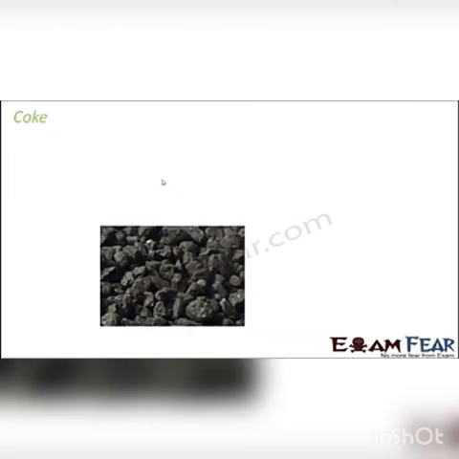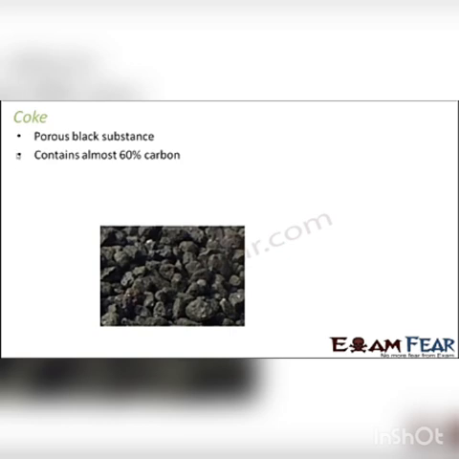And the last one is coke. So coke is the porous black substance which is left as a residue after all the coal is burnt. So it is almost a pure form of carbon because it contains almost 60% carbon, which is a very big percentage. It is used in the manufacturing of steel, because during the process of steel manufacturing, it is used as a reducing agent.